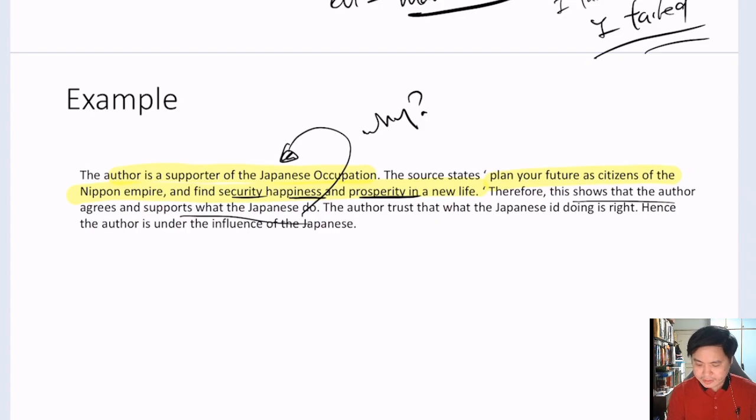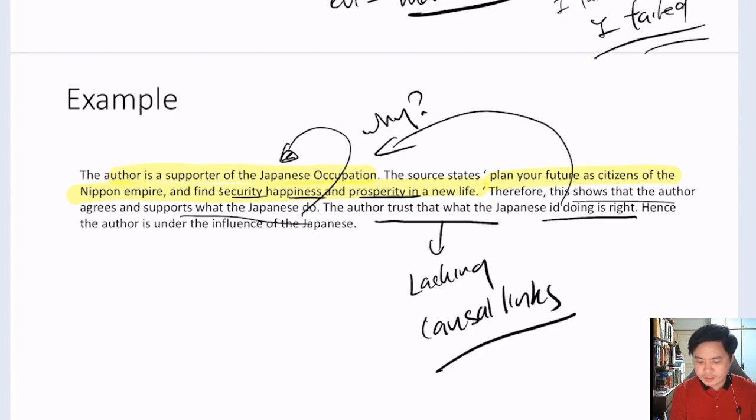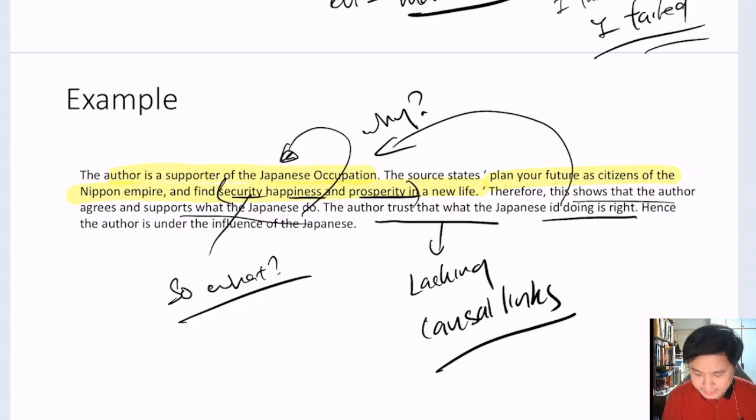Then you see the next line. The author trusts what the Japanese are doing is right. Again, trust is like a paraphrase of I'm supporting you, I trust you. But why exactly do you trust the Japanese? So this is called lacking. You are lacking your causal links. You have to tell me, so what? You use the question, so what? So what if there's security? So what if there's happiness? So what if there's prosperity?